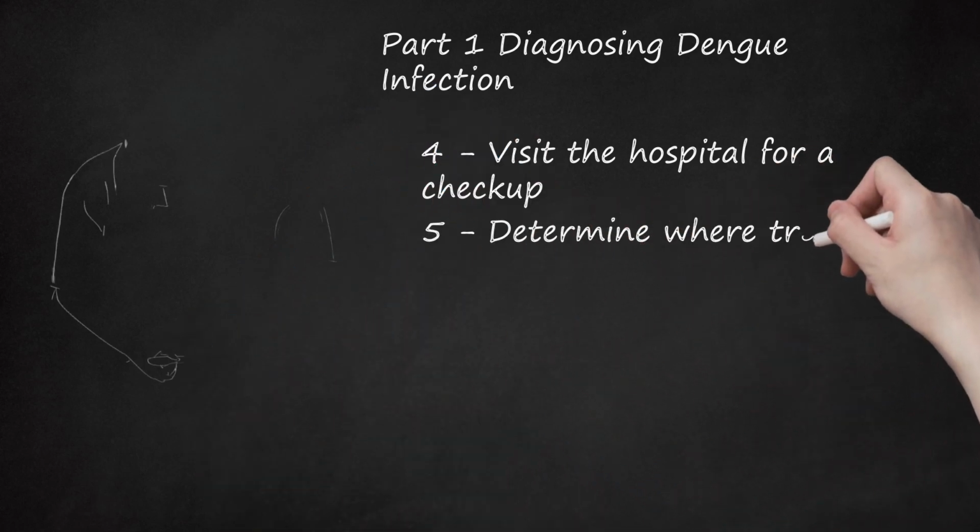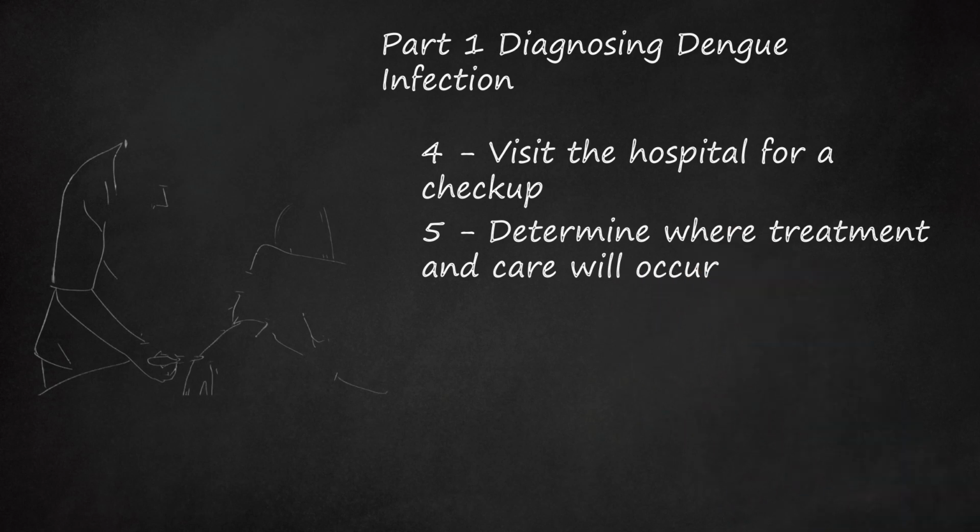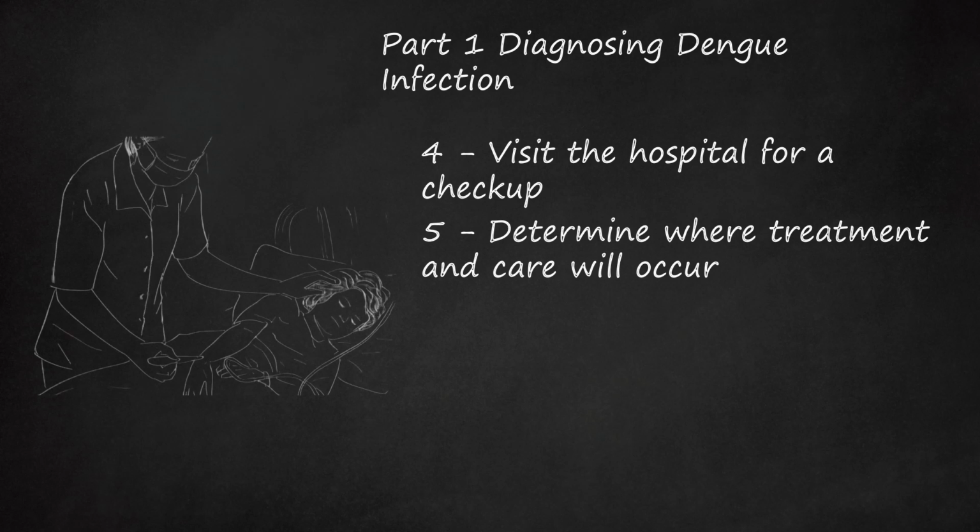5. Determine where treatment and care will occur. Treatment can take place either at home or in hospital. For severe cases or those that exhibit warning signs, dengue must be treated in hospital. Home care is an option only if the patient meets the following 3 requirements. 1. There are no warning signs present. 2. The patient can tolerate adequate fluids orally. 3. The patient can pass urine at least every 6 hours.